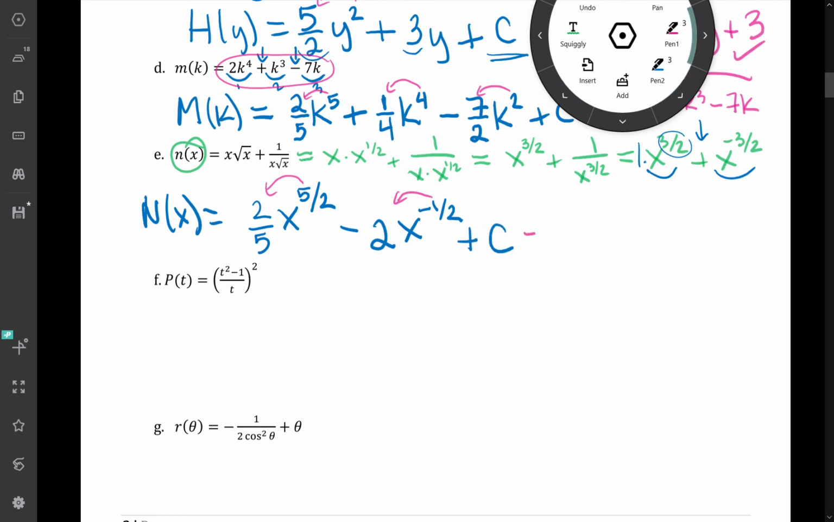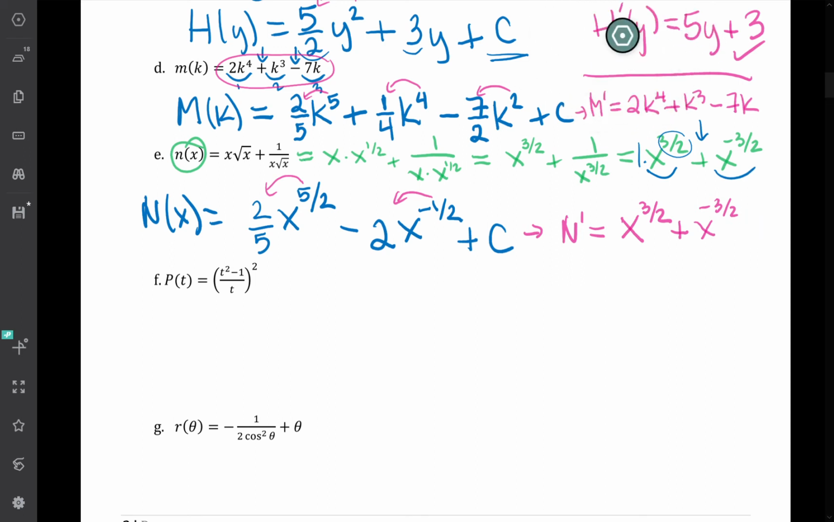Oh, plus C. I almost forgot. Don't forget your plus C's. When we go to check n prime, we're going to bring that 5/2 down, multiply it by the 2/5. That's going to give us a 1 times x to the 3/2. We're going to bring the negative 1/2 down, multiply it by negative 2. That's going to be positive 1 times x to the negative 3/2. And, oh, no plus. The derivative of c is 0, so that is all gone.